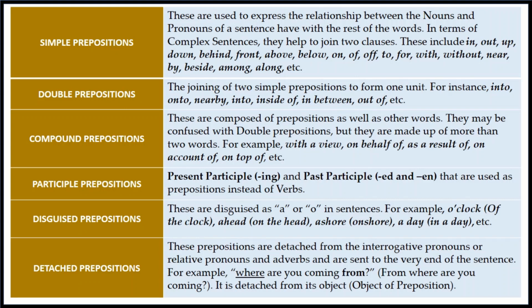Then there are participle prepositions. These are basically those that end with ing if it is a present participle, or ed or en if it is a past participle. In simple words, these are used as prepositions instead of verbs. So present participle and past participle verbs that function as prepositions are called participle prepositions.